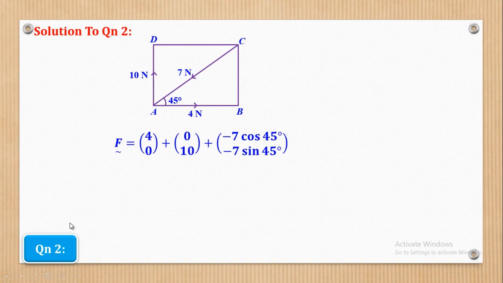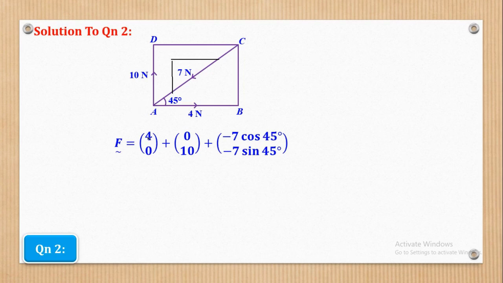So this, for example, 4 is entirely horizontal, that's why you see 4 here horizontally and 0 vertically. Then 10 is entirely vertical, that's why you see 0 on the horizontal component and 10 in the vertical. Then when it comes to 7, 7 has a horizontal component going to the left, meaning it will be negative 7 cos 45 degrees. Then the vertical component goes downwards, meaning it will also be negative 7 sine 45 degrees.